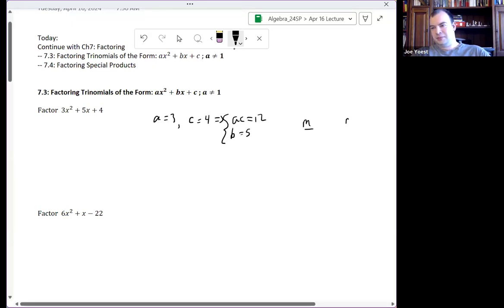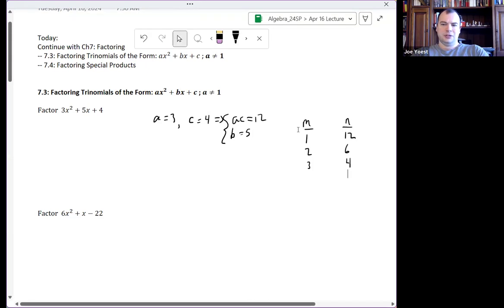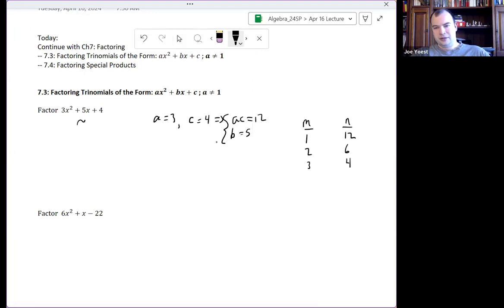So we've been calling them M and N, and I can make 12 by having 1 times 12, 2 times 6, 3 times 4, or if I keep going, I get 4 times 3, that repeats. So I'm looking for two numbers that multiply to 12 and that add to positive 5. Remember, my goal is to break this 5x into plus mx plus nx. So that's really my goal.